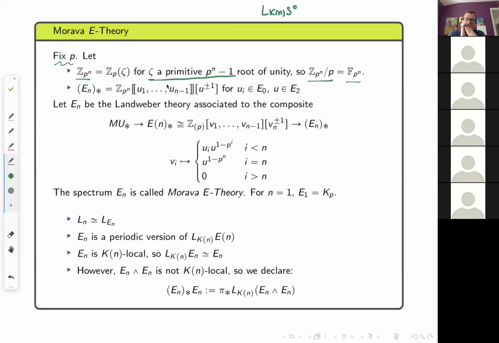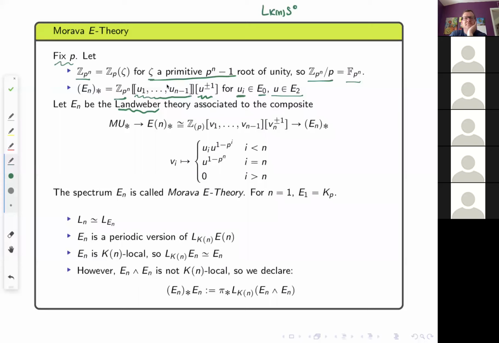Now, E_*, we're going to start by defining the coefficients, and then we're going to use Landweber exactness. So E_n star, the coefficients, is going to be Z_{p^n} adjoin a power series on n-1 variables, u_1 through u_{n-1}, and then a periodicity element U. These formal variables are in E_0, so they're all in degree 0. And U, the periodicity, I'm going to place in degree 2. Watch what you read. Sometimes we put it in degree -2. It just depends how the person is feeling.